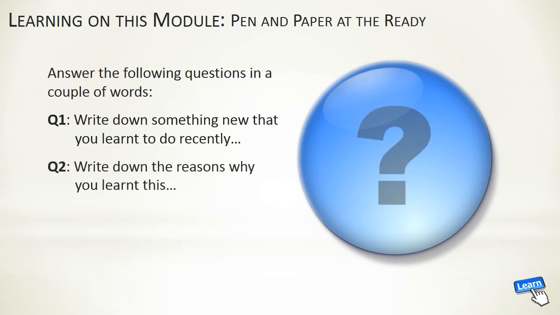The second question is write down the reasons why you learnt the thing that you learnt. And the third one is how did you go about learning it? So it's a what, a why, and a how. And it's worthwhile pausing here and actually going through and answering those 3 different questions.